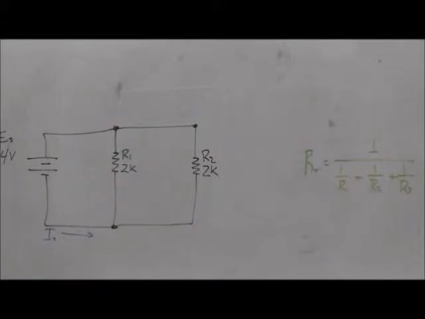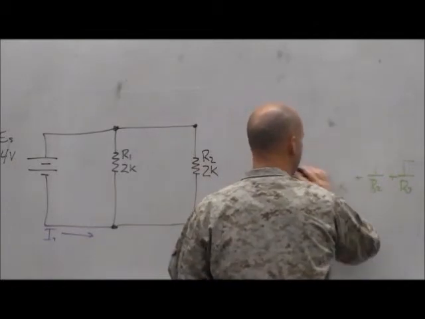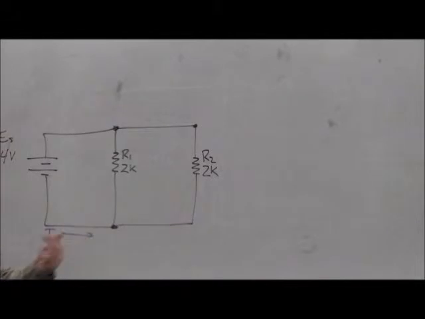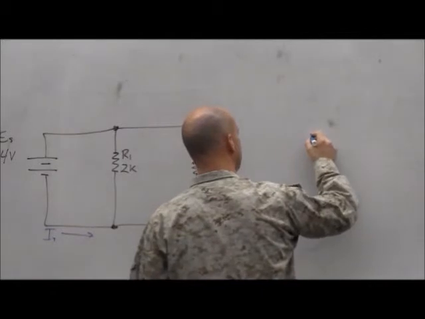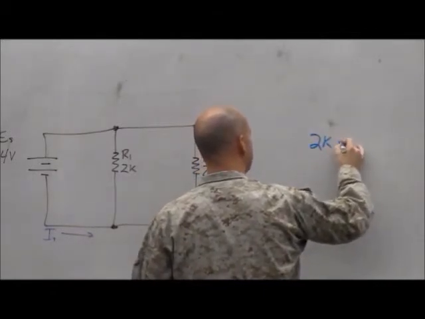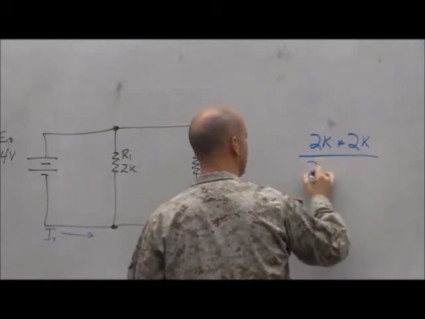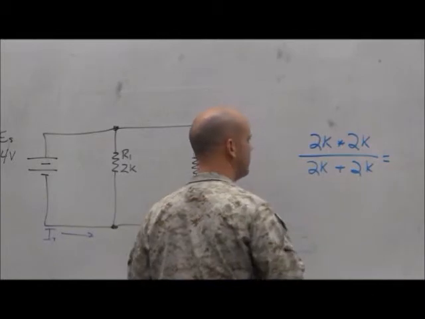Another method that we became very familiar with is product over sum. When we're dealing with only two branches, we have resistances of two parallel branches, we can take their product and divide it by their sum. So in this case, that would be 2K times 2K, there's the product, over the sum, 2K plus 2K.